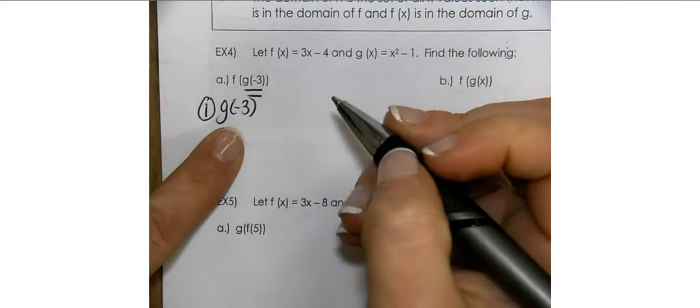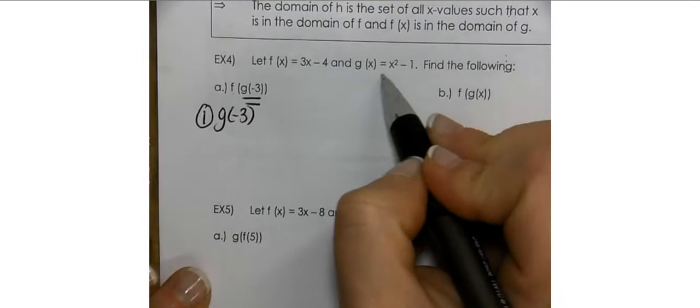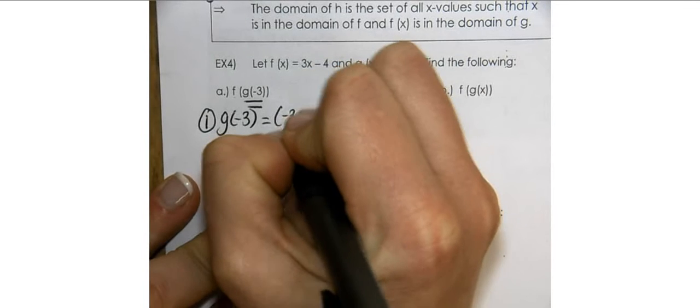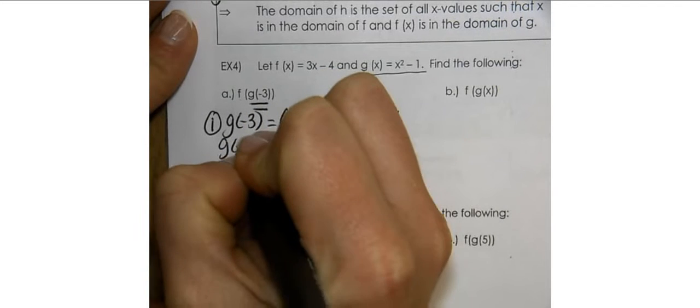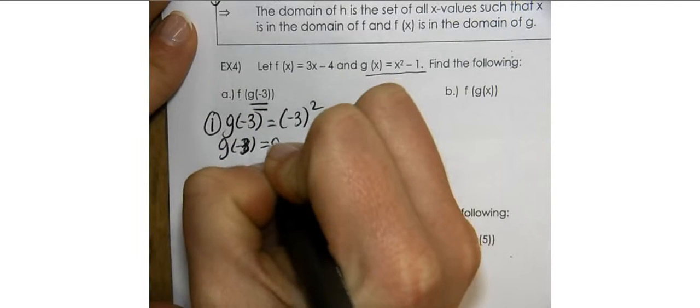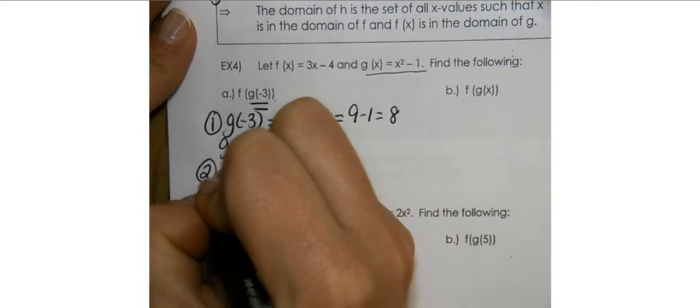So I'm going to let x equal negative 3 in our g of x function. I'm going to say negative 3 squared. I'm going to use parentheses because you want to be very deliberate about your substitution. So I have negative 3 squared minus 1. This is equal to 9 minus 1, which is 8. So g of negative 3 is equal to 8.